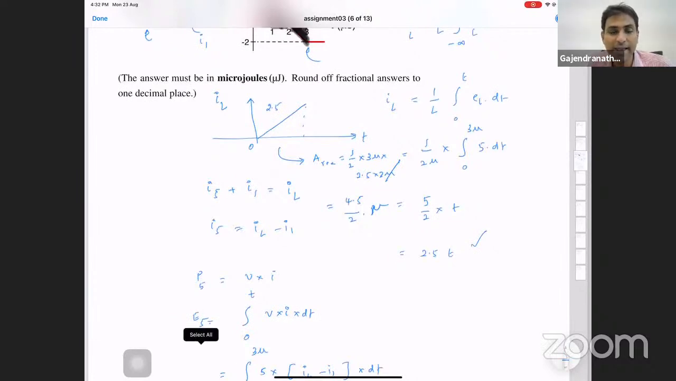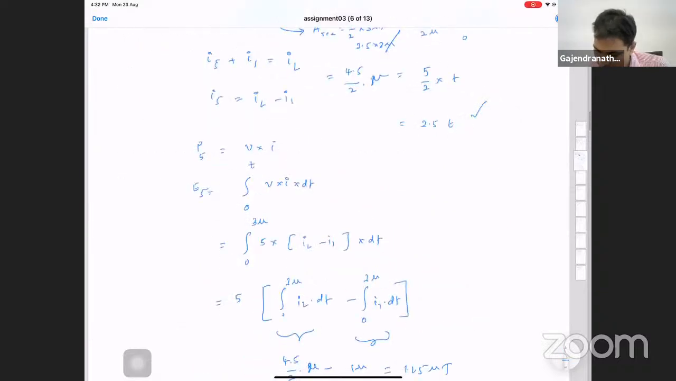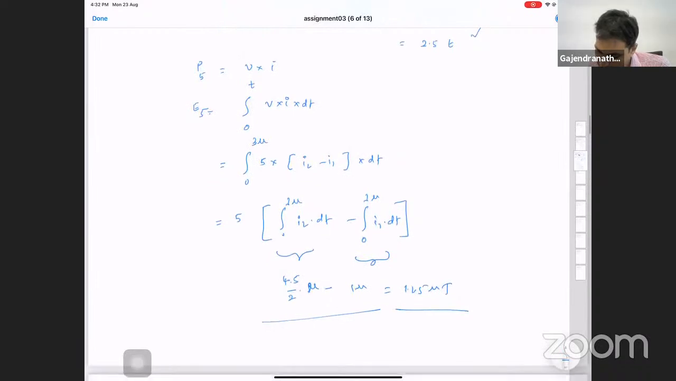So this way, I can actually compute my energy. It's very simple. So 5 times IL minus I1, because I wrote a KCL on that node. So the integral from 0 to 3 microseconds of IL minus the integral from 0 to 3 microseconds of I1. So you find the areas and you subtract them.